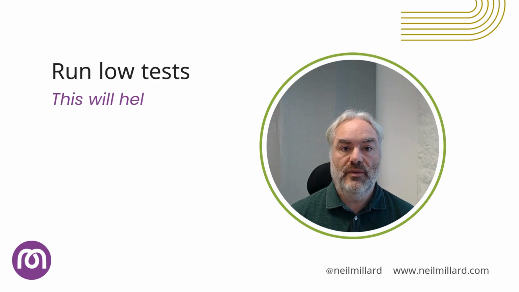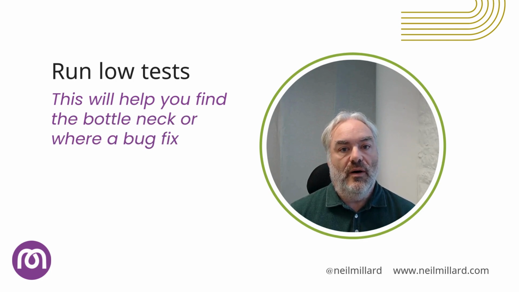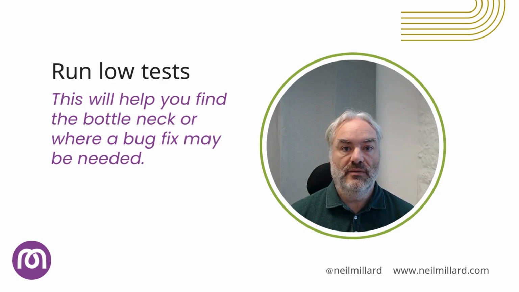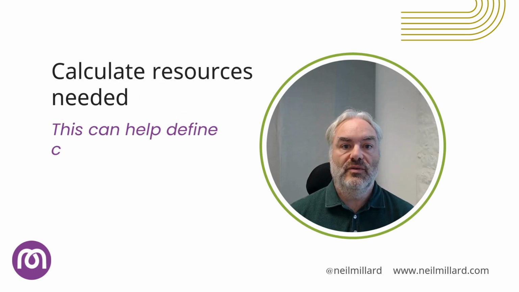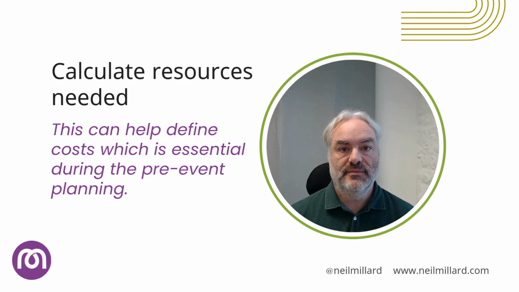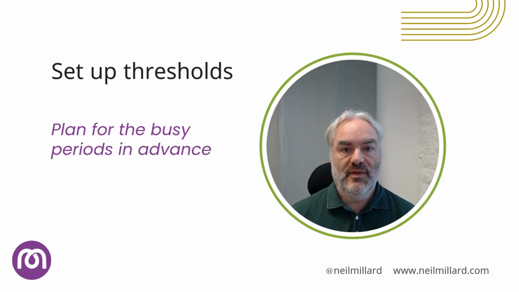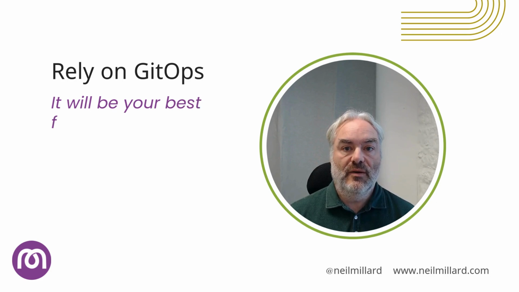We can run load tests against the app in our pre-production environment or our specific performance environment if you have one. See how much stuff you can throw at the app before it breaks. Maybe that'll give you an indication of where a bottleneck is or where a bug fix can happen just to make things go faster. We can calculate the resources required to run at specific levels and therefore how much it's going to cost us. We can also use this data to set up thresholds so that we know when stuff's getting busy. And of course we can use GitOps in order to help us set all this stuff up.